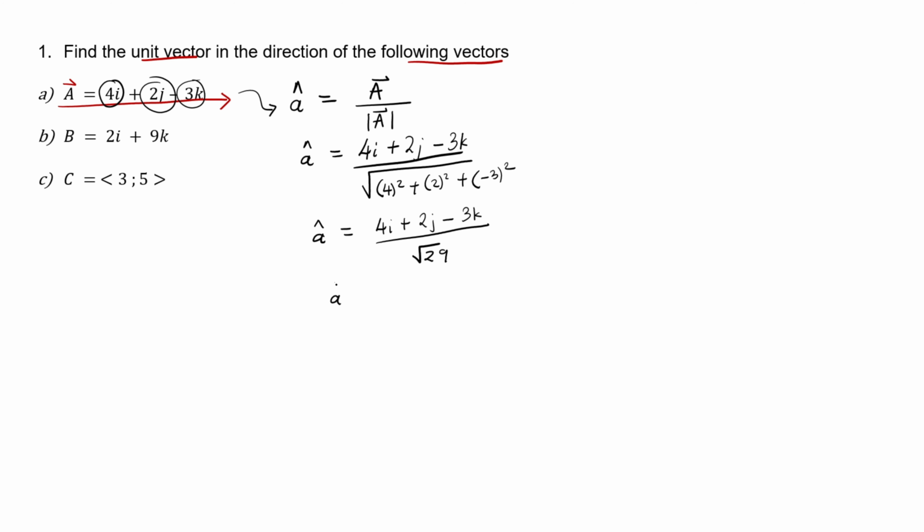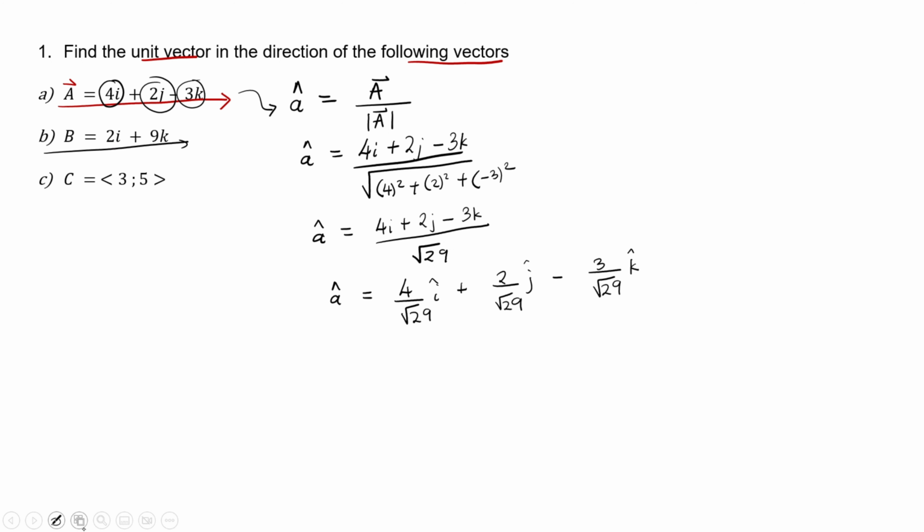So you can say that your unit vector will be given by the components 4 over square root 29 i plus 2 over square root 29 j minus 3 over square root of 29 k. This is your unit vector. What about C? B, you will do it on your own.